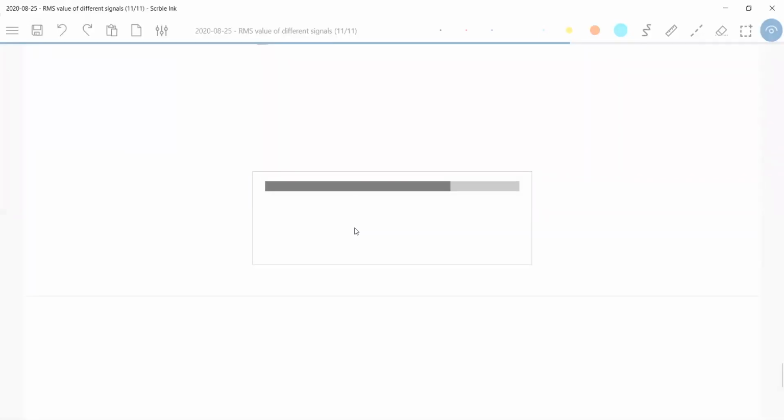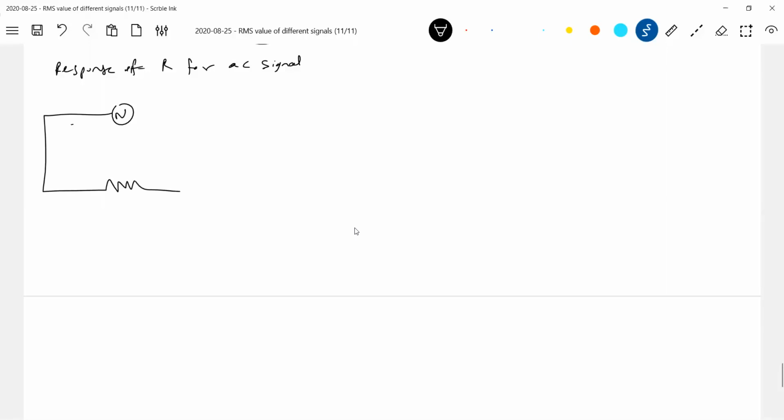Maximum the AC signal will take sine wave only. So let me take the circuit, the response of R for AC signal. This is the AC signal and this is the resistor R. Means how we'll write Ohm's law and what is the EMF of signal?